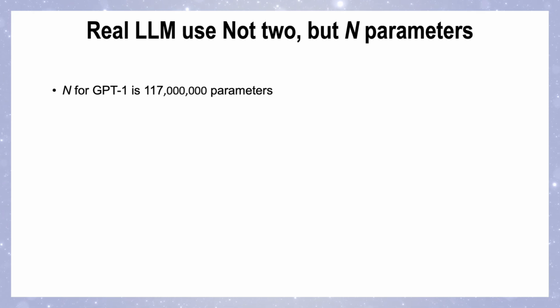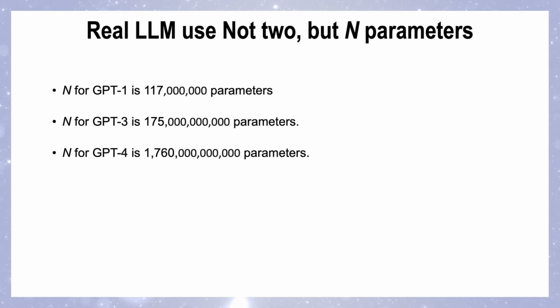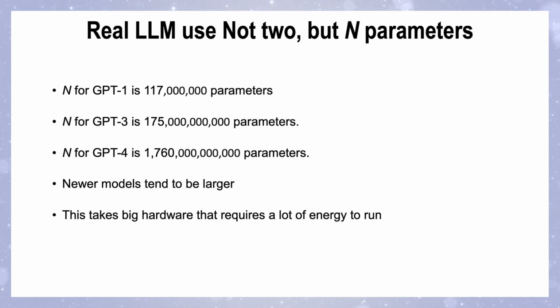Okay, so the large language model uses not 2, but n parameters. The n for GPT-1 is that number, 117 million. We see that the parameters in GPT-3 went up to 175 billion. In GPT-4, I'm not even going to say that number, but it's a lot. The newer models tend to be larger, and the way that people have tried to get a smarter machine was to work on more parameters. This takes big hardware and resources with a lot of energy to run.